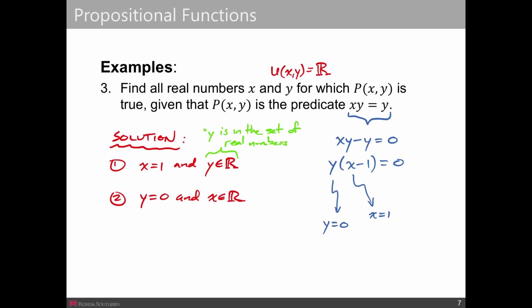So that's why we have these two cases that we've shown on the left, but note that there's actually an infinite number of instances within each of those cases. We're just solving for the equation and determining what the values of x and y are.